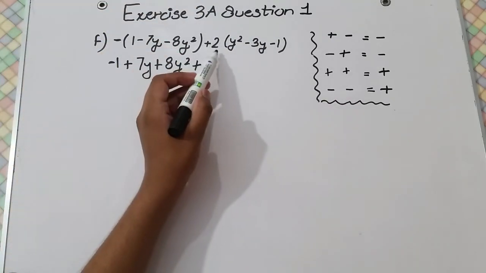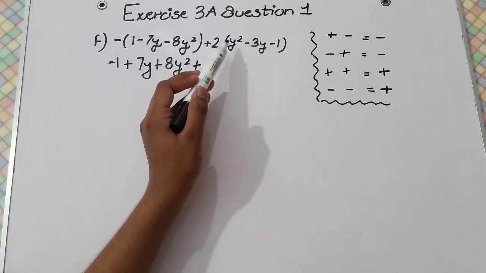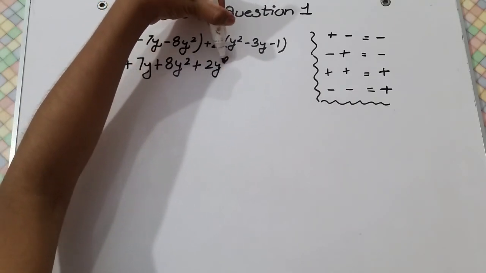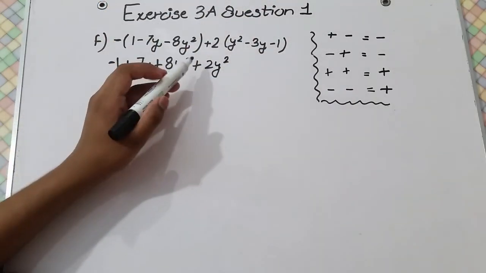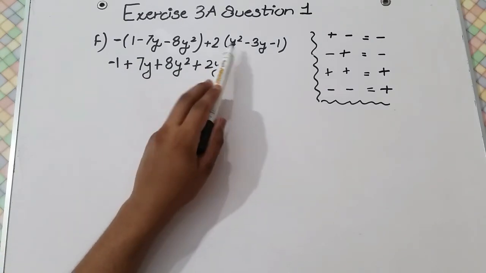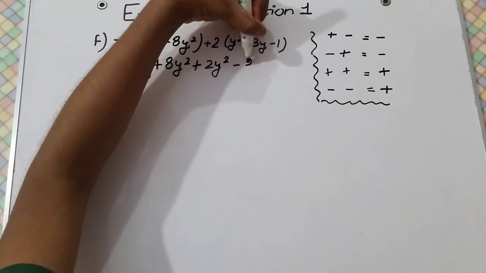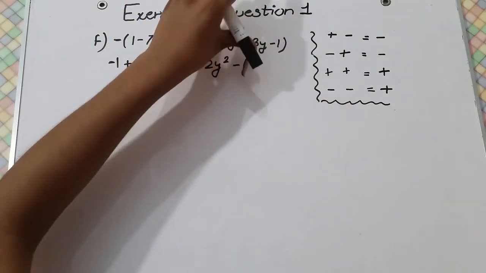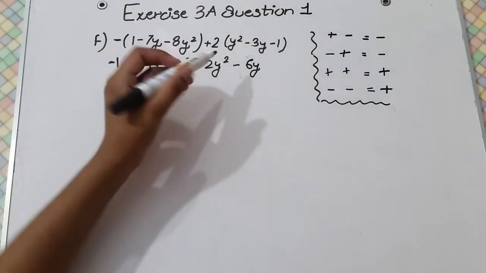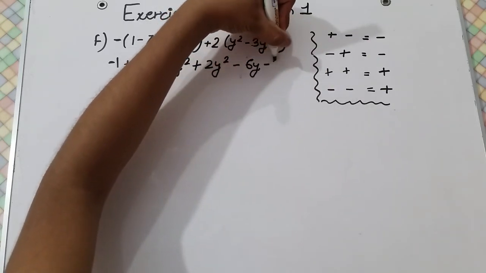Now we are going to multiply 2 with this whole expression. 2 multiplied by y square is 2y square, and then we are having 2 multiplied by 3 is 6. Sorry for this. 6y, and 2 multiplied by 1 is minus 2.